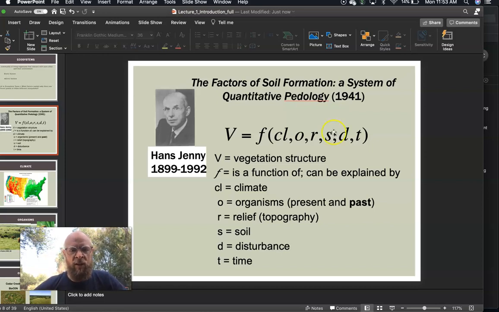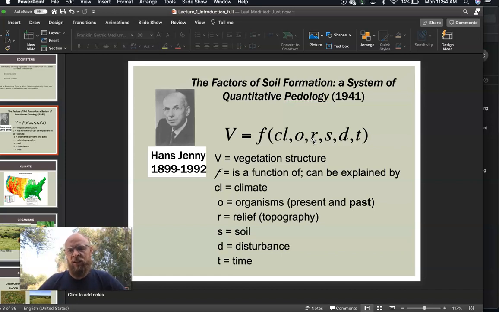So in the early 1900s, Hans Jenny, he was a soil scientist in the United States. And a lot of his ideas and discoveries are foundational to soil science and ecosystem science. In his 1941 publication that's listed here, he postulated what the major controls were of soil formation. So what factors contributed to the type of soil in any given place.